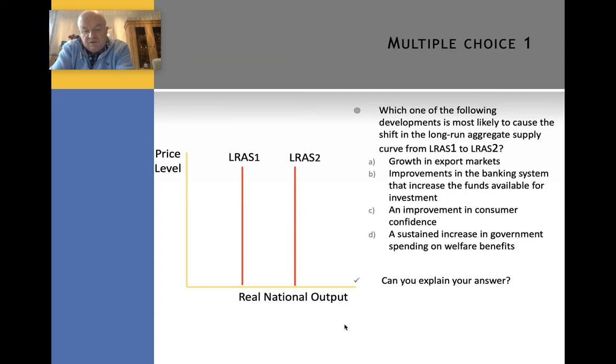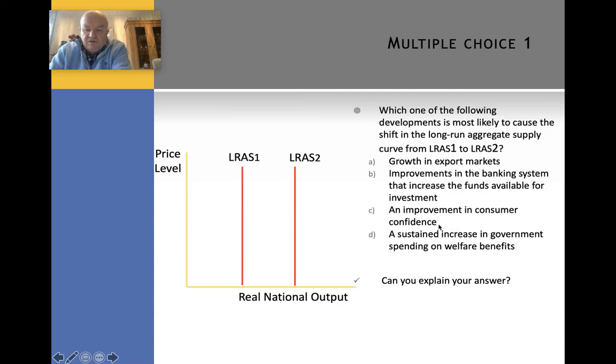Okay, so let's just think about what we're being asked to do. We're suggesting that we've got LRAS moving from LRAS 1 to LRAS 2. So that must mean there is an increase in the overall productive capacity of the economy. So let's take a look and see, would growth in export markets cause that? Well, what would that have an effect on? Growth in export markets would have an effect on aggregate demand, wouldn't it? So that's probably not going to be the one.